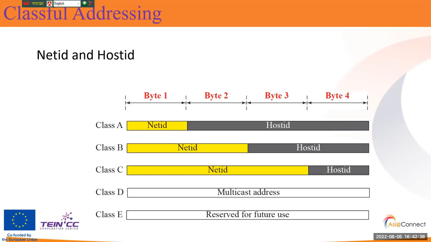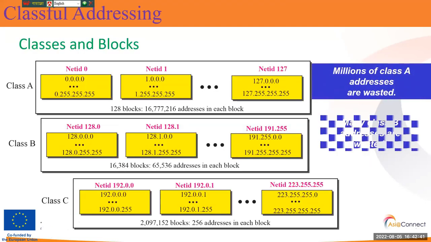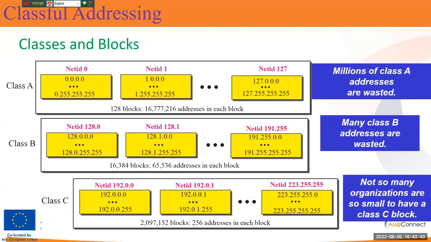Okay. So in class A, B, C, basically class A, 0 to 127 is called the net ID. So if an ISP provider or if you want to do business for internet, or if you want to access the internet, for class A, you need to take one block from this class A.